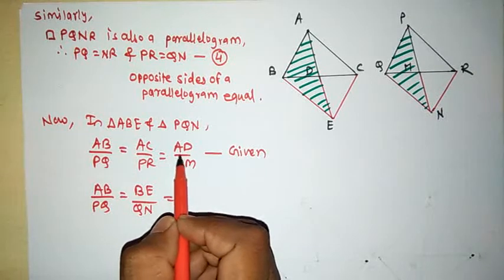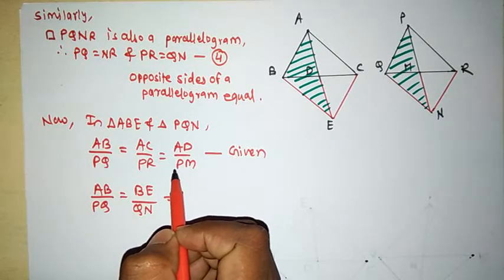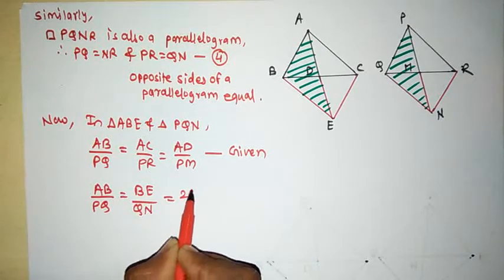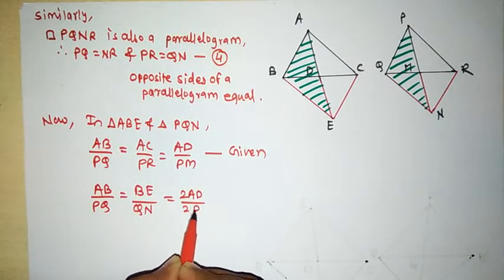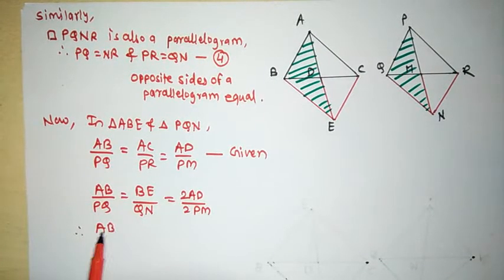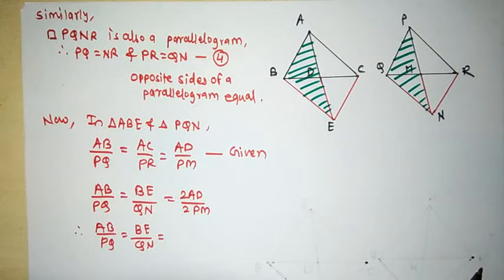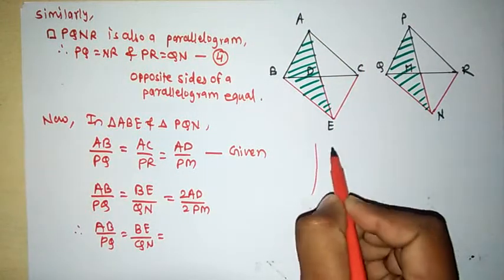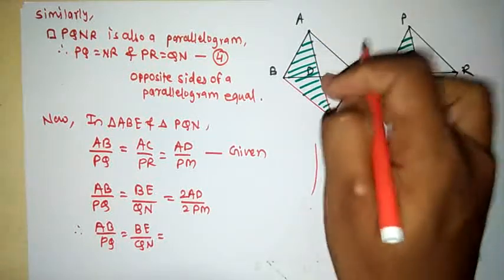Here what we have to do? Multiply the numerator and denominator by 2. We know that if we multiply the numerator and denominator by the same number, the value of the fraction will not change. Therefore, AB by PQ is equal to BE by QN is equal to 2 times AD by 2 times PM. What is 2 times AD? Can I write AE? See here, if you do not understand how, can I write AE as AD plus DE?